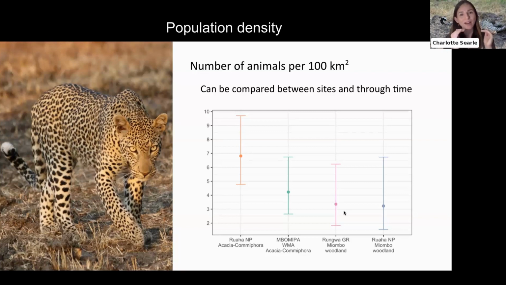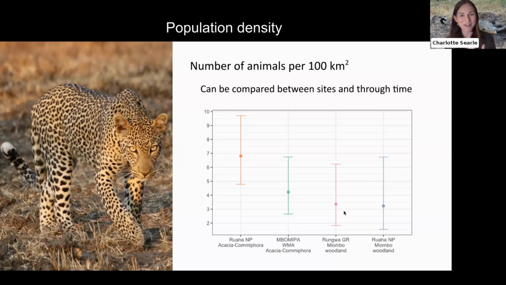Because we're comparing almost like for like, apart from the actual protected area itself, what we could see from this is that the density in Mbomipa is lower than the comparable habitat in Ruaha. And this does line up with what we expect. There's fewer prey, there's more human impacts. And so this provides the evidence we need to say, okay, we need to focus more on monitoring and protecting Mbomipa because it's a really important buffer area in the landscape.